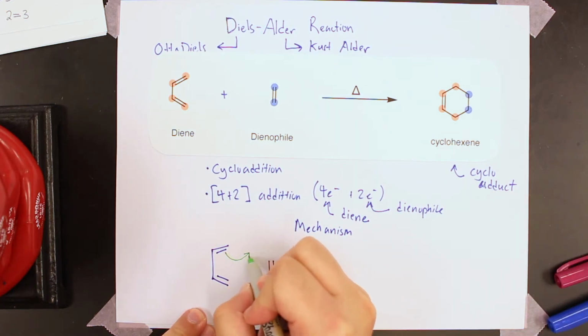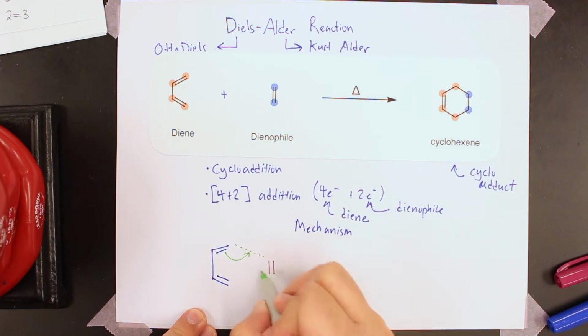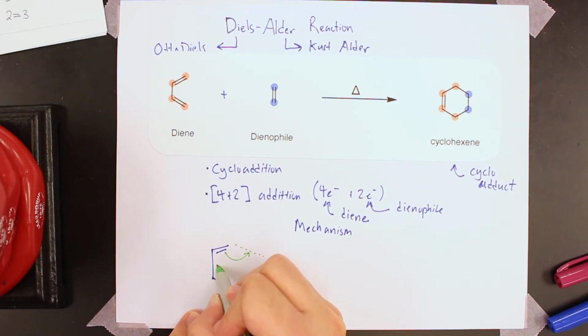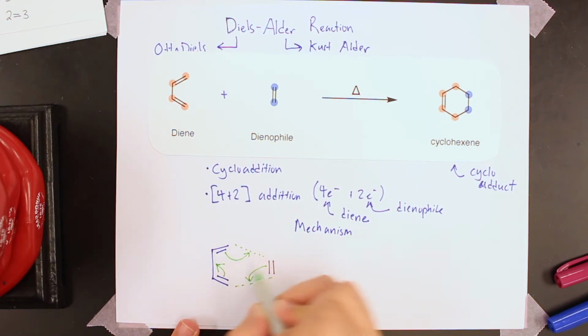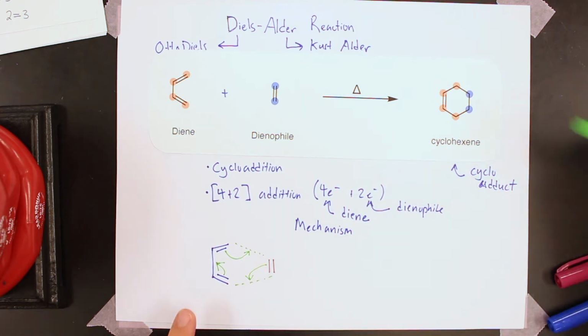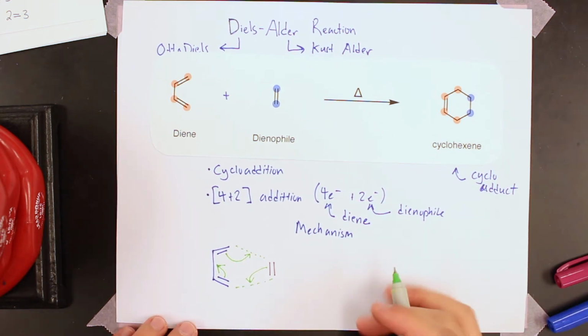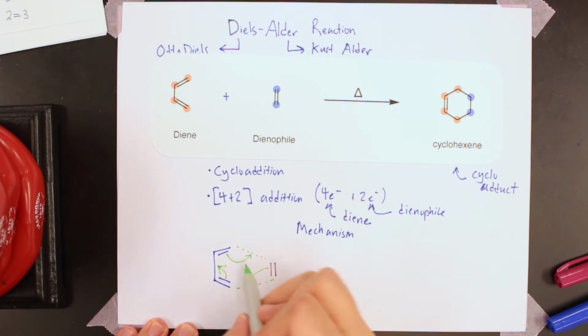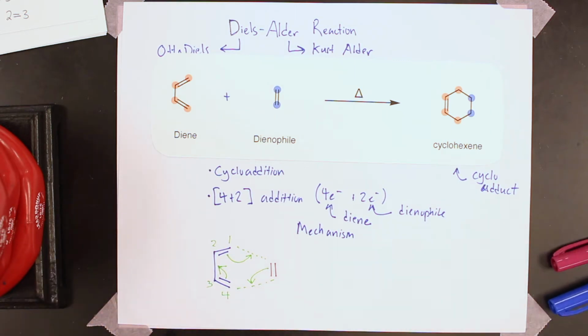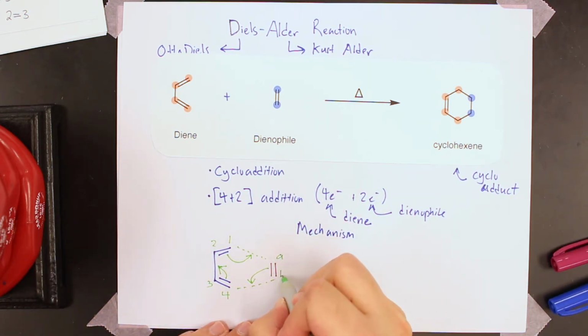So there's going to be a new bond here. There's going to be a new bond here. And then there's going to be a bond made here, a pi bond here. And it looks like there's a lot going on, so for the sake of being thorough, why don't we number these carbons? So on the diene, why don't we label them 1, 2, 3, and 4, and then on the dienophile, we can label them A and B.